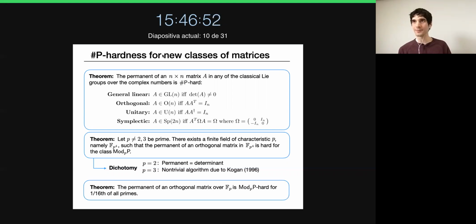I'm going to try to sketch the proof of the unitary case. If there are any questions about the results, maybe this is a good time to pause and reflect.